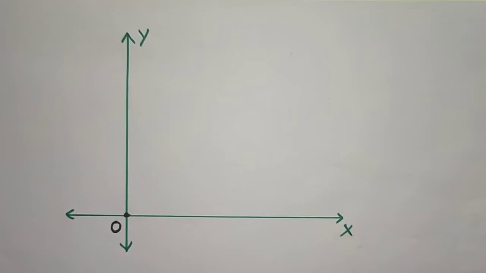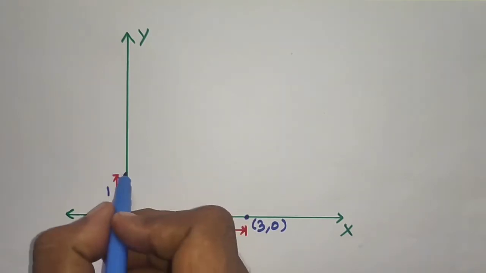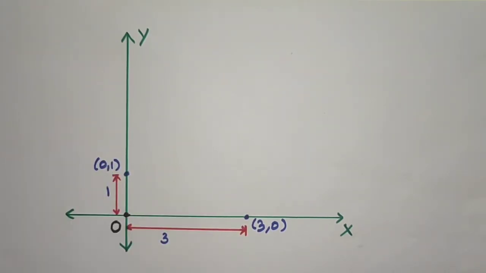And how do we do that? First, we will go 3 units distance on the x-axis. This point is (3, 0). Then we will go 1 unit distance on y-axis. This is (0, 1). Draw perpendicular from (3, 0). Draw perpendicular from (0, 1). The point where these perpendiculars meet is the point (3, 1).